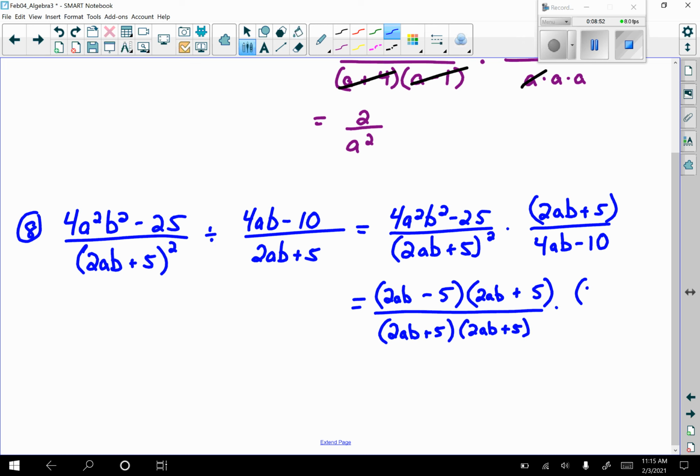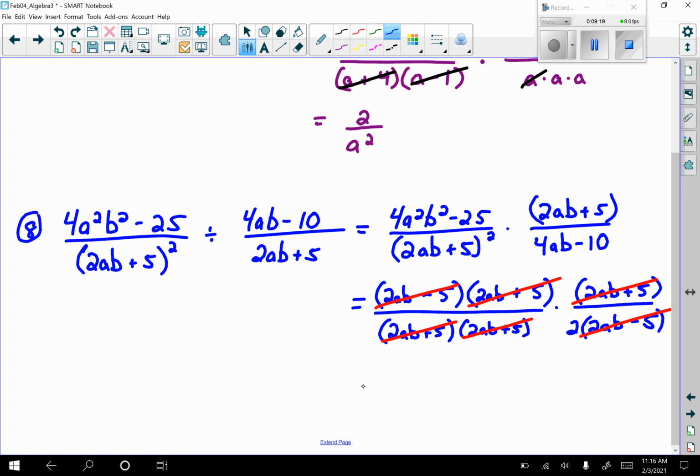Over here, I have the 2ab plus 5. There's no common factor here, but the 4ab minus 10 does have a GCF of what? 2. What's left over? 2ab minus 5. So even though there's a lot there, there's also a lot that's going to cross out. So I've got this 2ab minus 5 here, can cross out with the 2ab minus 5 there. This 2ab plus 5 can cross out with this one. This 2ab plus 5 can cross out with this one.